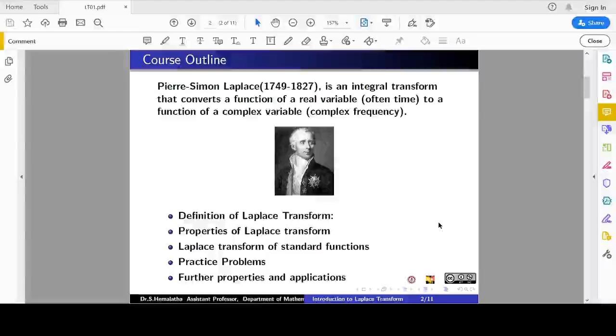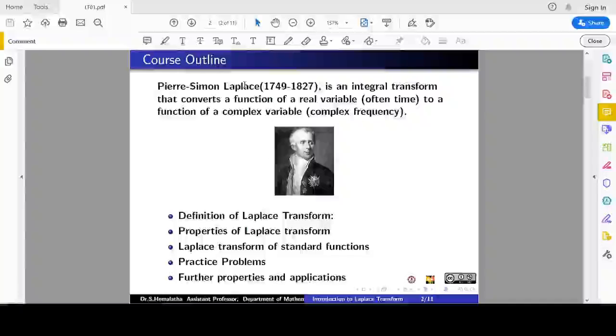We have a huge number of applications of Laplace transforms in engineering and physics. So we need to learn the mathematical concepts and ideas behind the Laplace transform. Before moving on to that, a bit of history.